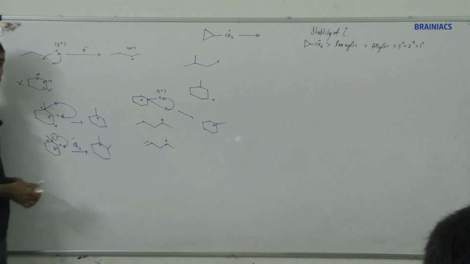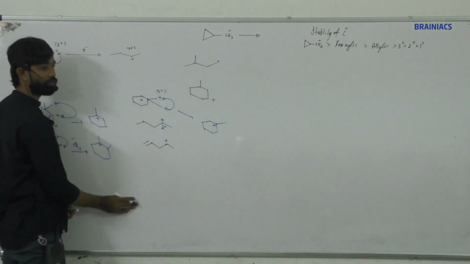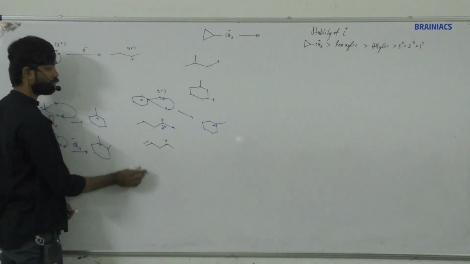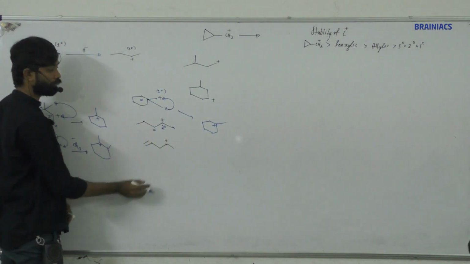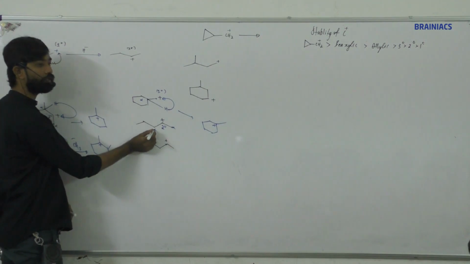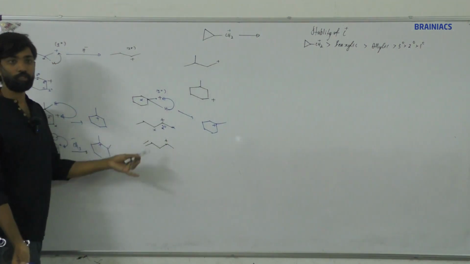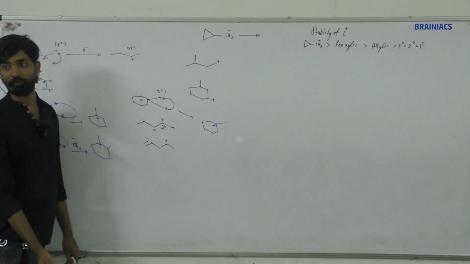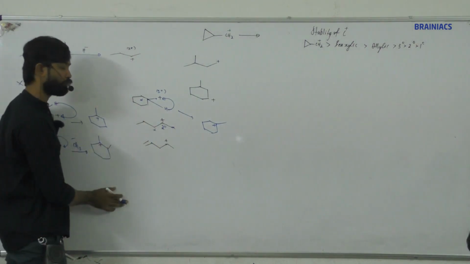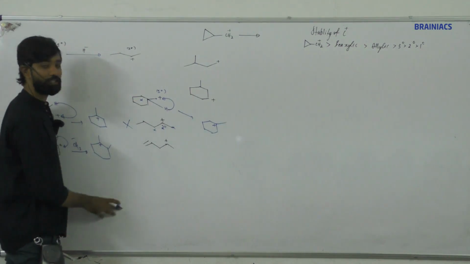Ready? What about the next? This is presently a primary, and this is also an alpha position. Right? No shift. Here it is a secondary. This is a secondary, so there is no benefit once it is shifted. So there is no rearrangement. Okay. What about the next example?